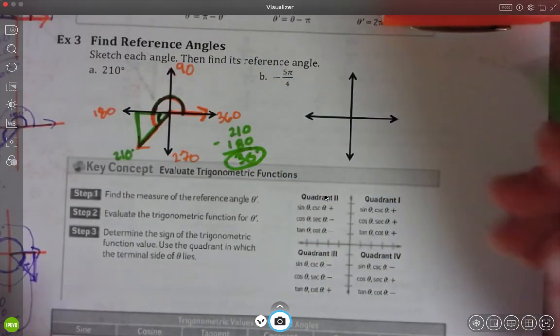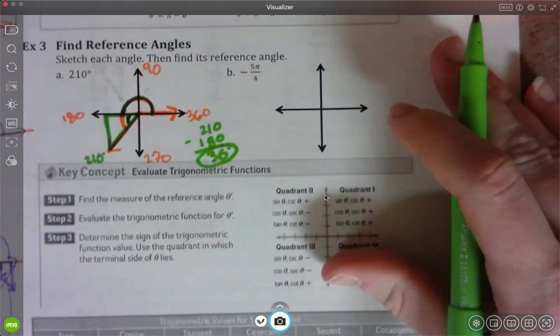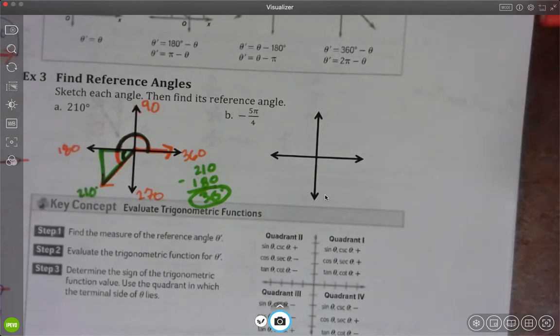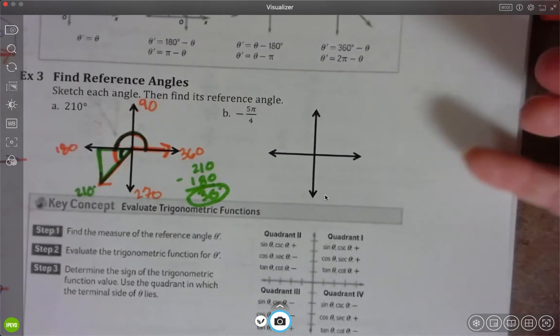All right, next one, negative 5 pi over 4. What in the heck are they trying to do there? I don't like dealing with stuff in radians, because this is a radian measure.